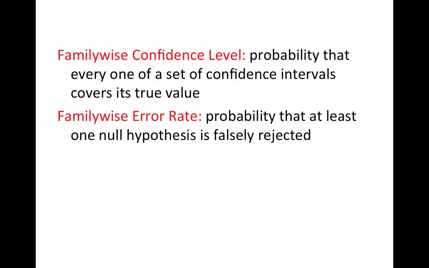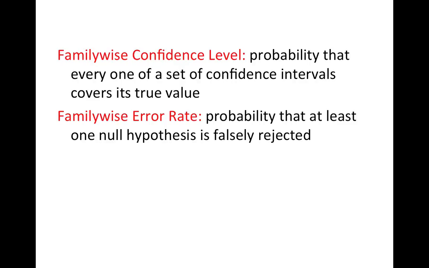The tests we've talked about so far have as their goal the familywise confidence level, or the familywise error rate. Remember, the familywise confidence level is the probability that all the confidence intervals in the set will be successful. And we want, for example, to make that probability equal to 0.95.